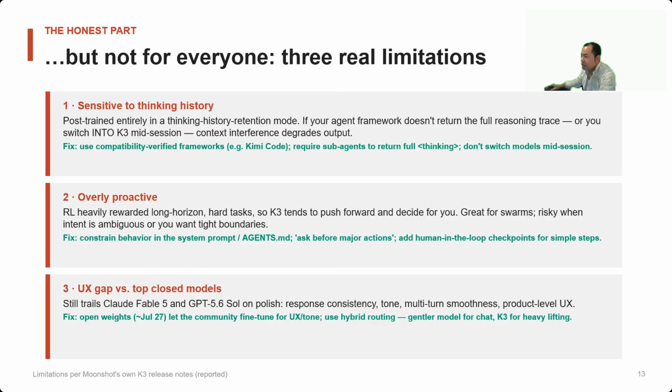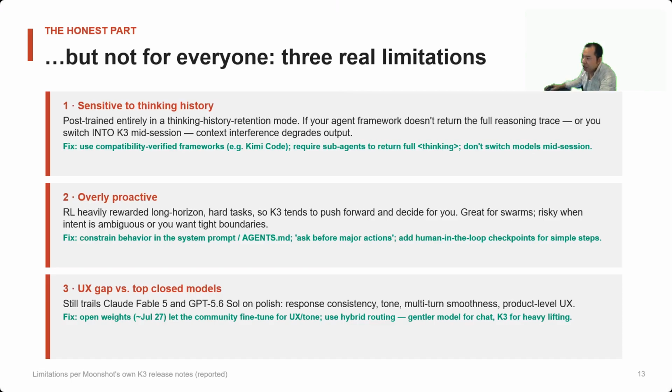I think it is the behavior constraint that we can add to the Kimi K3 model. Especially, we can add the behavior constraints in your system prompt or the agent MD files. It is to tell the AI agent to ask before any major actions are taken, and also make sure the human is in the loop at checkpoints on the very simple steps.